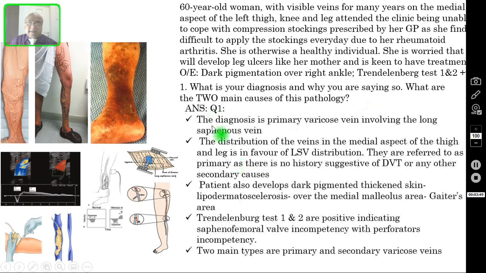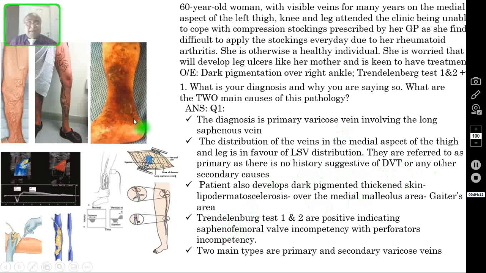The correct answer is the diagnosis is primary varicose vein involving the long saphenous vein. The distribution of the veins in the medial aspect of the left thigh and leg is in favor of long saphenous vein distribution. These are referred to as primary as there is no history suggestive of DVT or any other causes for secondary varicose veins.